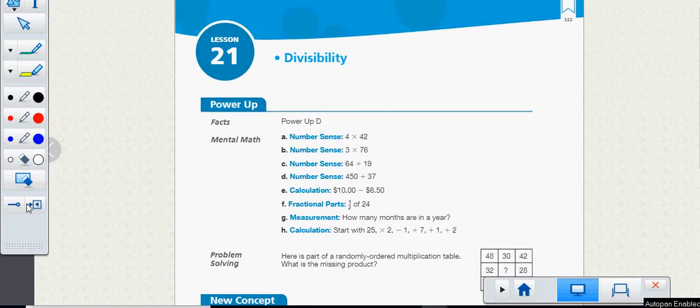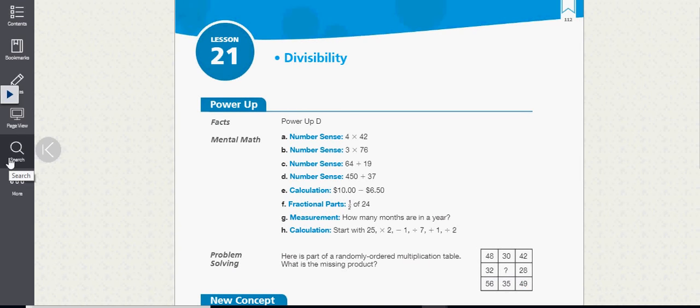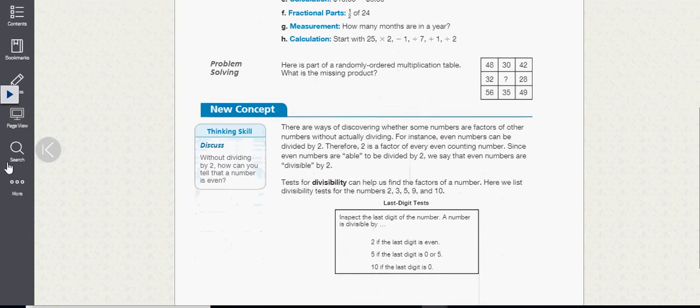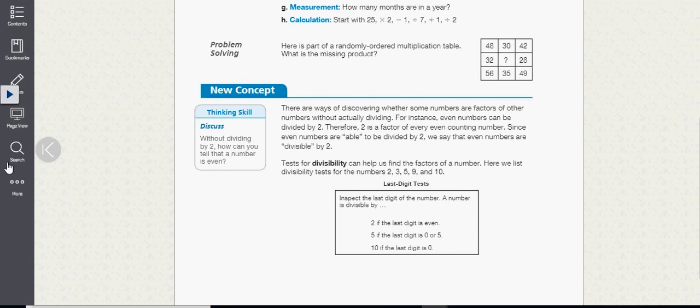Math Lesson 21 is about divisibility, or what we divide by to get to a number. So what are the factors that we could find for a given number? This would be for composite numbers, as opposed to the prime numbers that we've learned about, because this will be a good test to see if a number is composite or prime. There are ways of discovering whether some numbers are factors of other numbers without having to go through all the guess and check using your calculator.